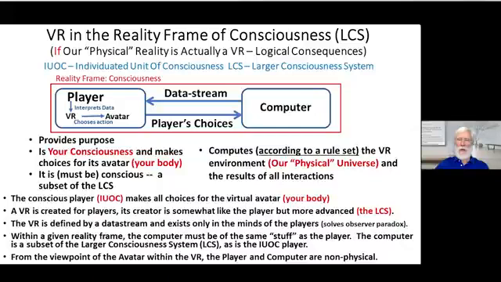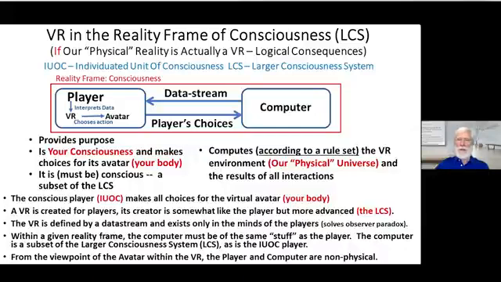The only way into a virtual reality is through the mind of a player, you see. So the observer paradox, solved. Within a given reality frame, the computer must be of the same stuff as the player. Well, it is. The player is your consciousness, and the computer is a part of the larger consciousness system.